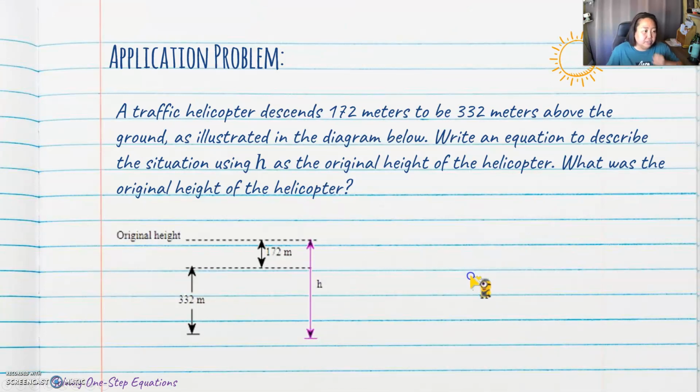Alright, so let's have this example problem. So we have a helicopter descending 172 meters to be 332 meters above the ground. And this diagram here illustrates that. So write an equation to describe the situation using h as the original height of the helicopter, and what will be the original value of h.